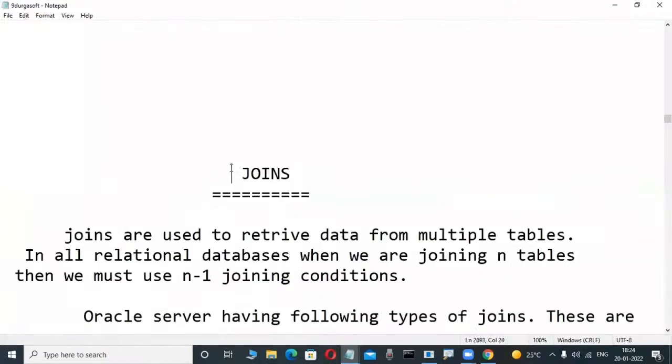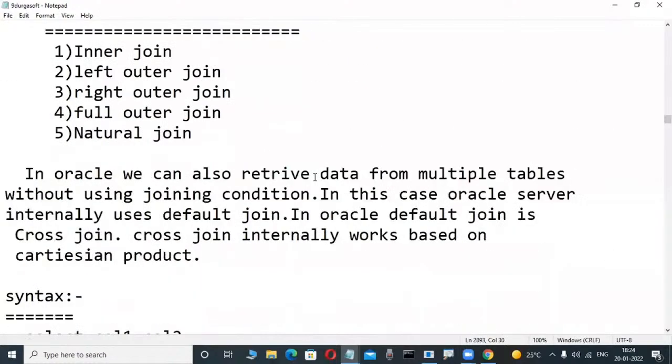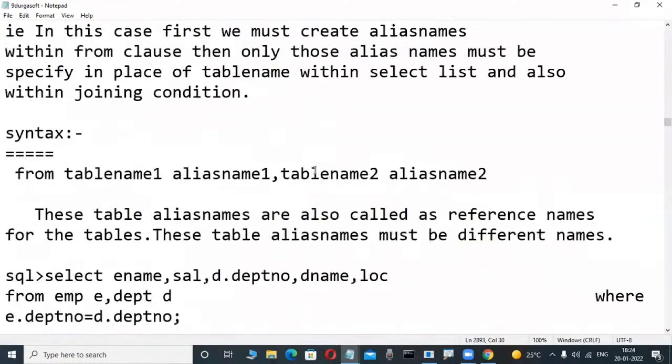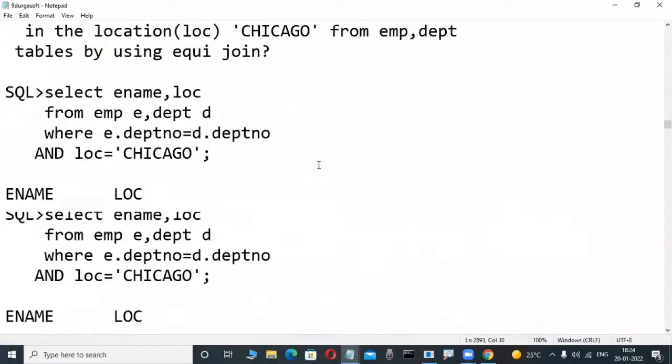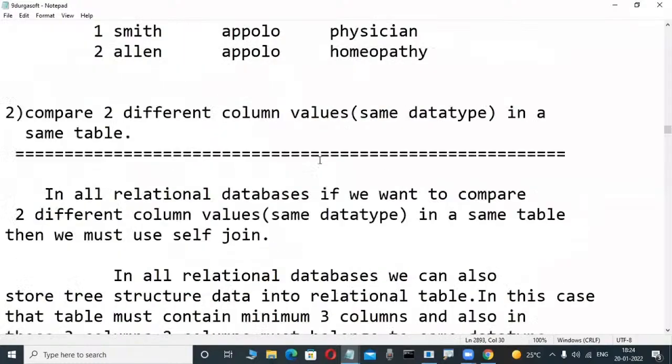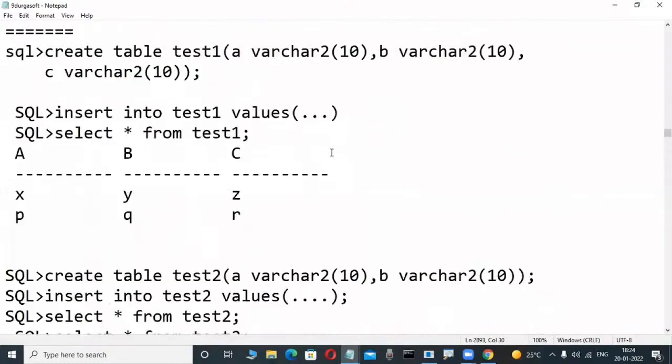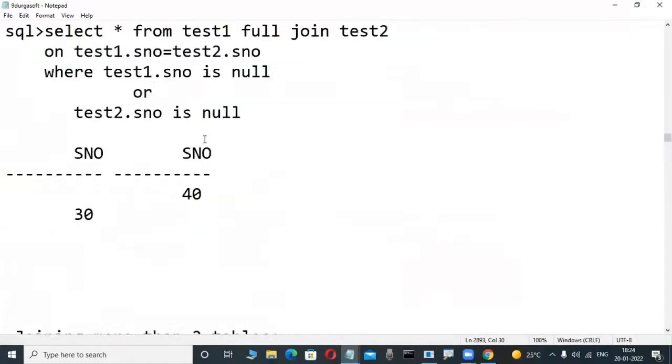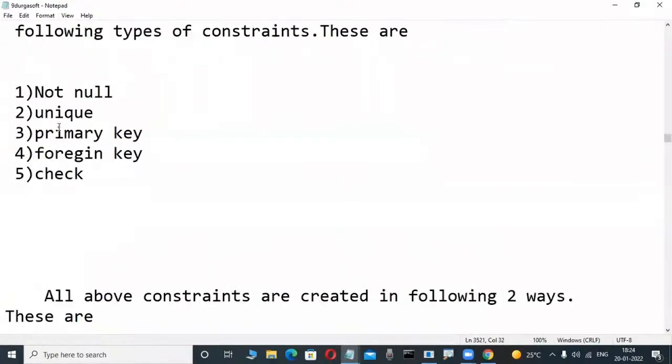And now here, the main concept is joins. Retrieve data from multiple tables. This is SQL language knowledge. Maybe some people have an idea about it. And then constraints. In our SQL language, constraints is a concept: primary key, foreign key, check. So many things are there.